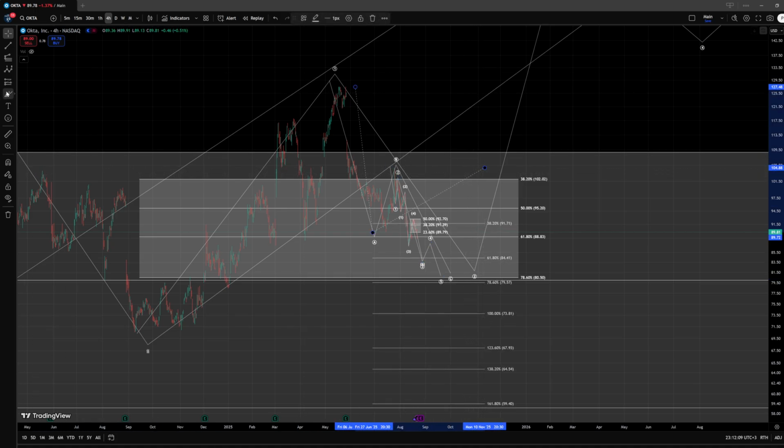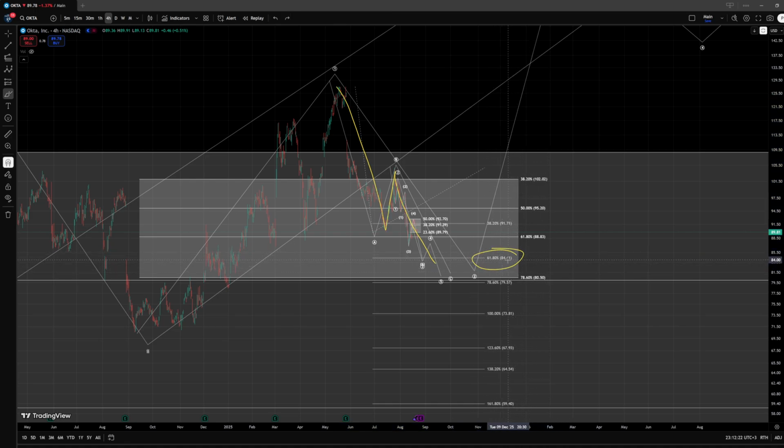But in this case, the A wave was quite strong, the B wave was quite weak, so I could realistically see the C wave extend much less, and maybe only to the 61.8% retracement at the $84.4 level.